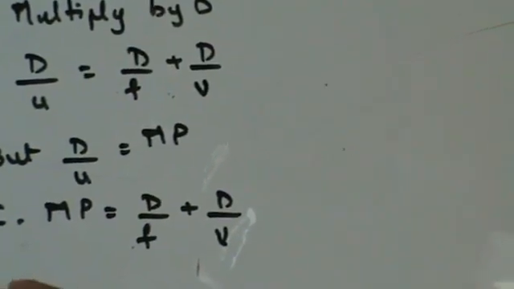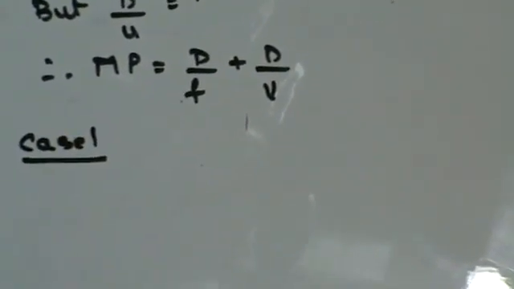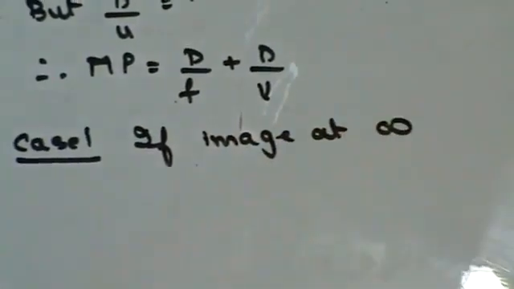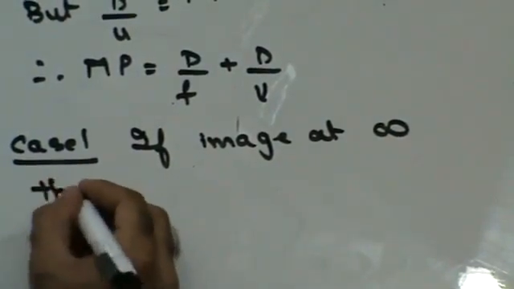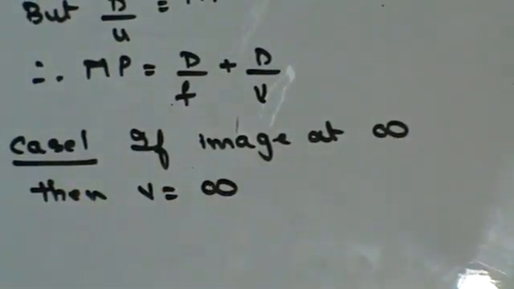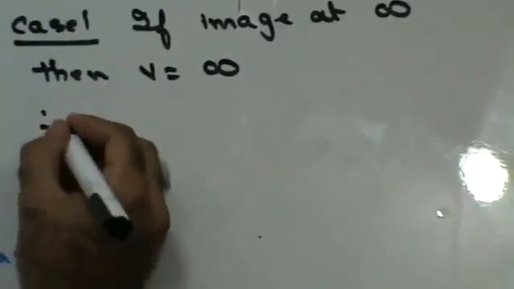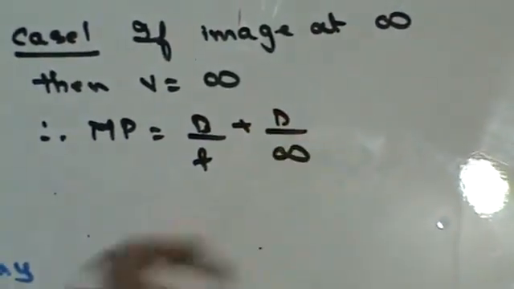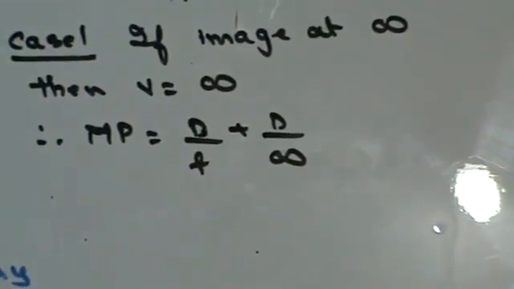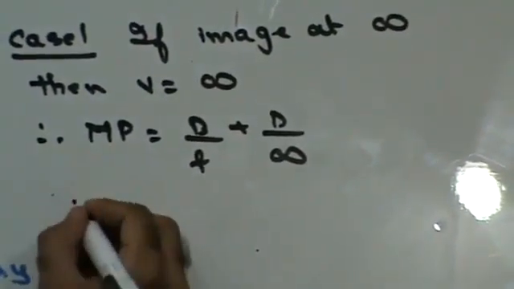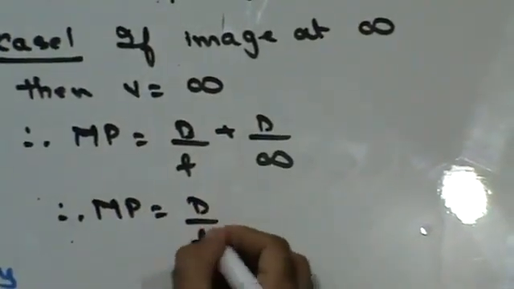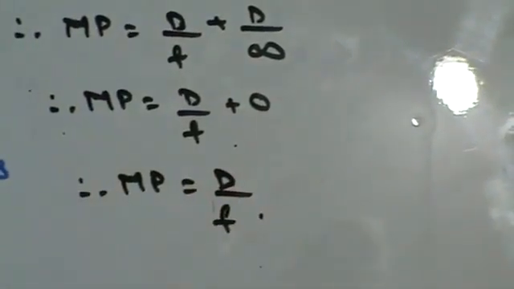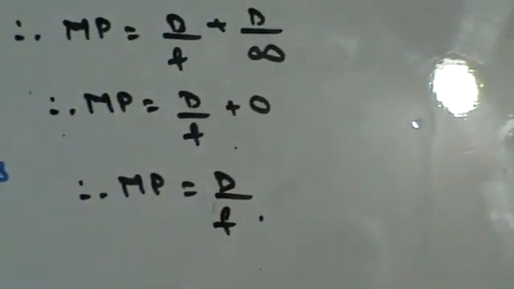Now, let's consider case 1 on the basis of this formula. If the image is at infinity, then V is infinity. Substitute the value of V as infinity, so magnifying power is D upon F plus D upon infinity. But anything divided by infinity is 0. Therefore, magnifying power is D upon F plus 0. Thus, magnifying power of a simple microscope is D upon F if the image is formed at infinity.